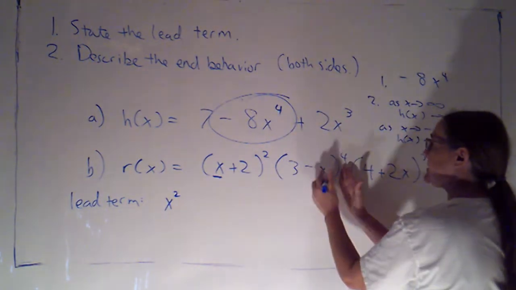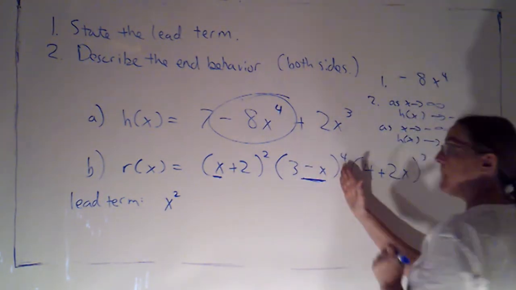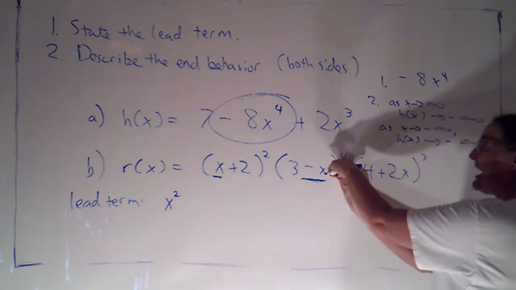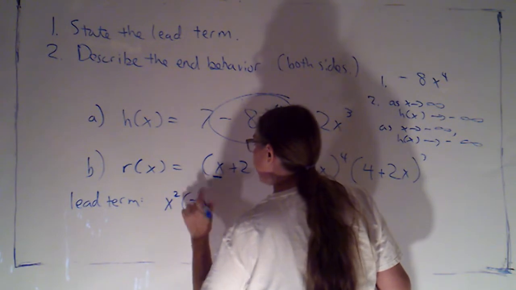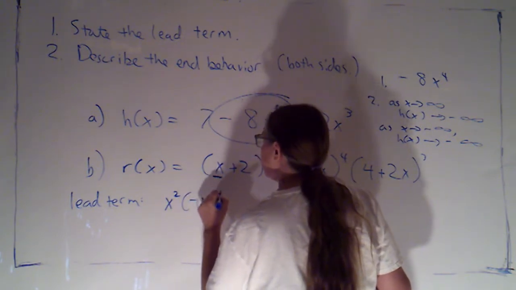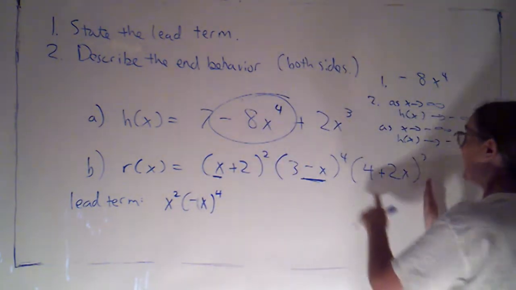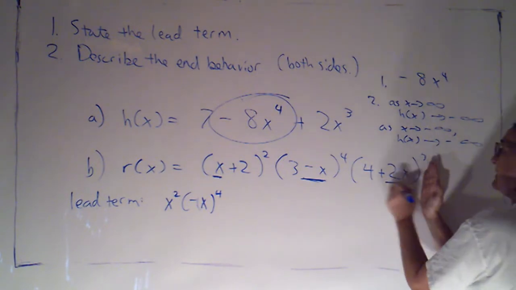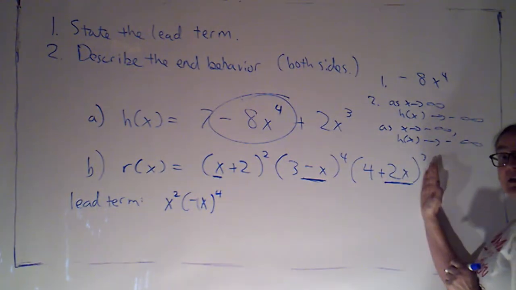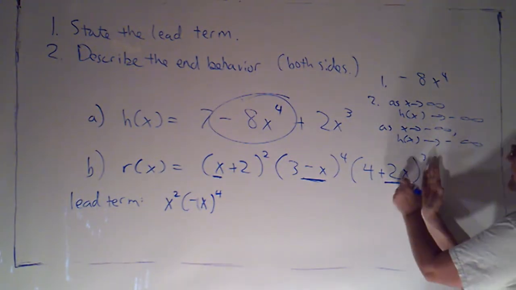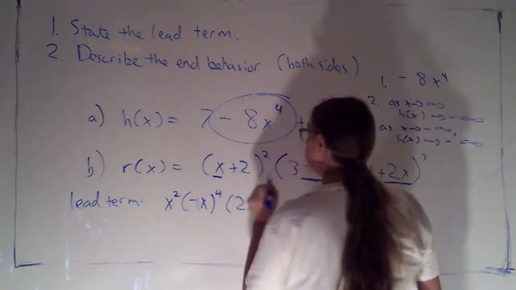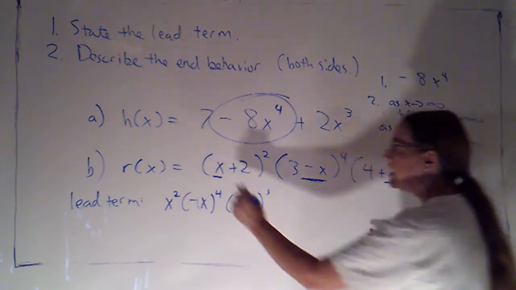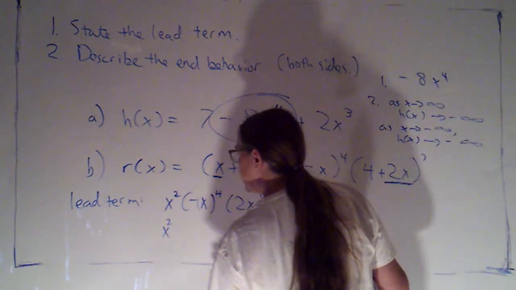For 3 minus x, the lead term would be minus x. I'm going to have 4 of those factors, so that's going to give me 4 factors of a negative x. And then for this third one, the lead term is 2x, and I'm going to have 3 of those, so I'll have 2x cubed.